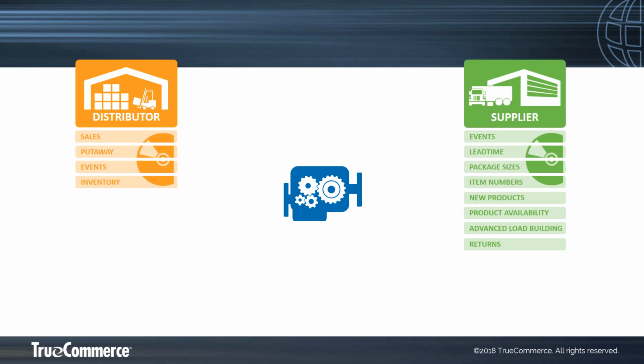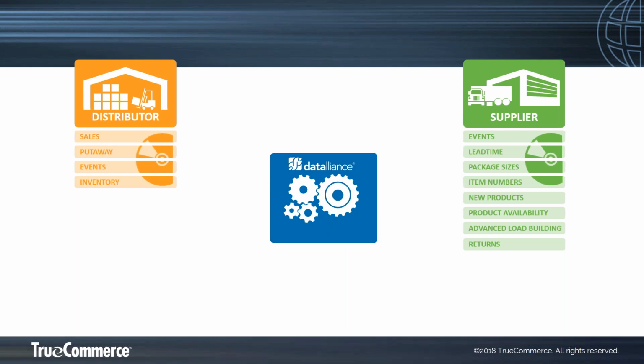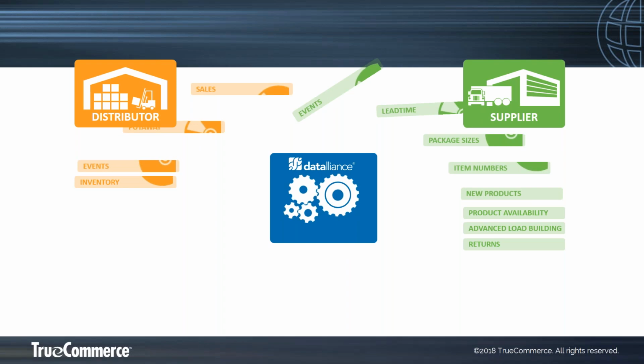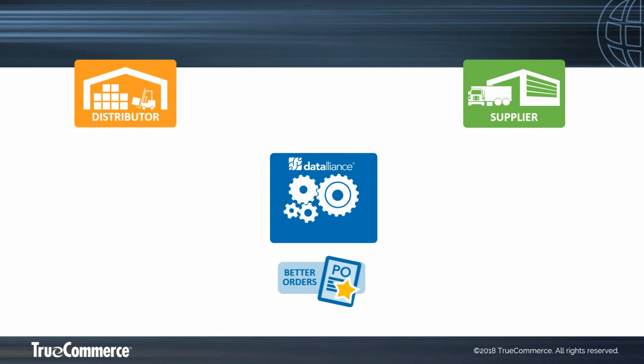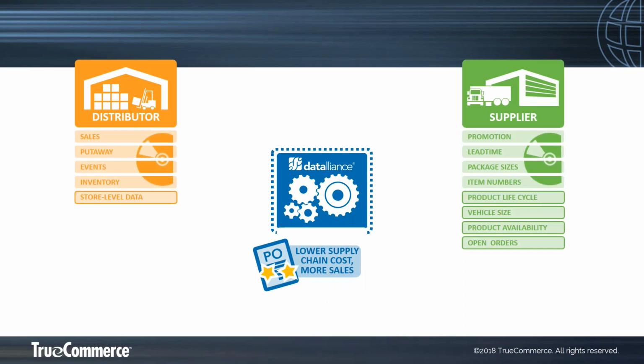While combining all of this into one same system will simply result, and this is very pragmatic, in better orders. And one step beyond, a better order for those partners will result in lower supply chain cost and more sales.